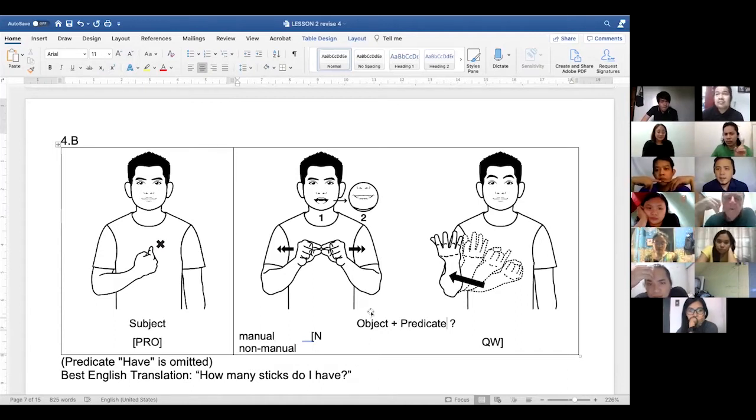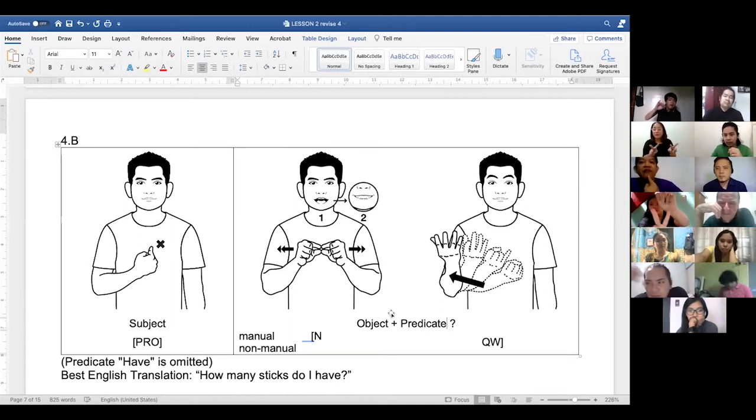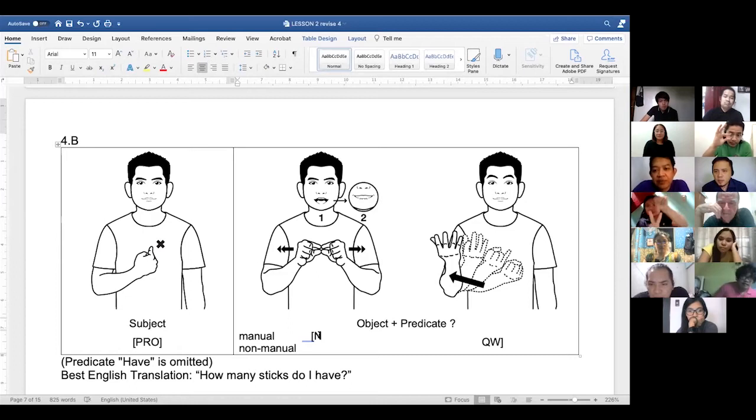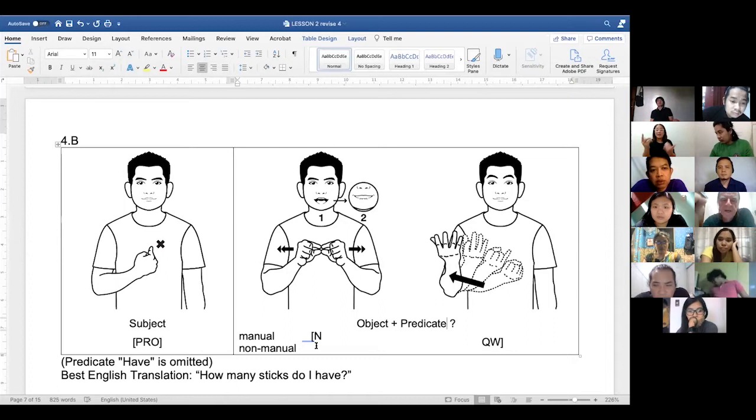Hidden. Okay, where's the verb? Where's the verb have in sticks? How many? It should be aligned with the noun. Yes, Jasmine saying yes. So go back up and look at 3B and see how you did that, so you can change 4B.